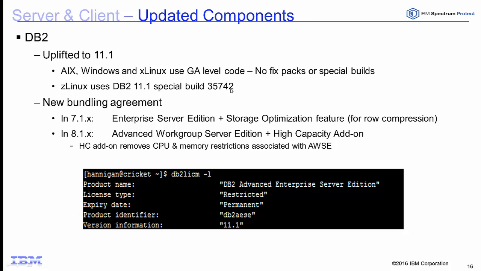There are some new bundling agreements out there. So in 7.1.x, we used Enterprise Server Edition plus the storage optimization features. In 8.1, we have an Advanced Workgroup Server Edition plus the High Capacity add-on. The High Capacity add-on removes the CPU and memory restrictions that were previously associated with the AWSE.